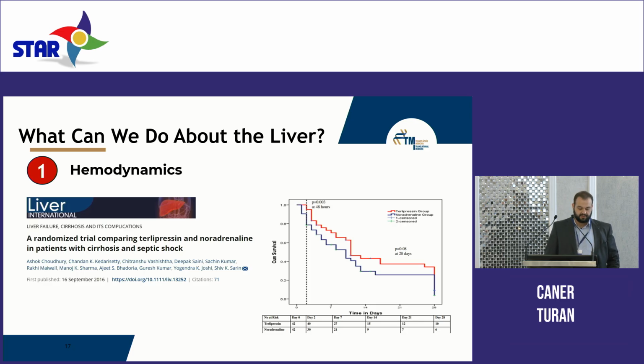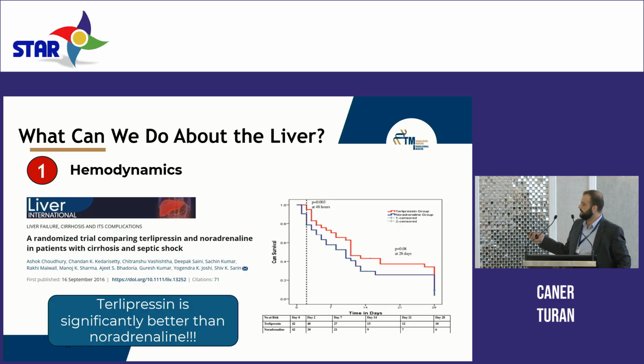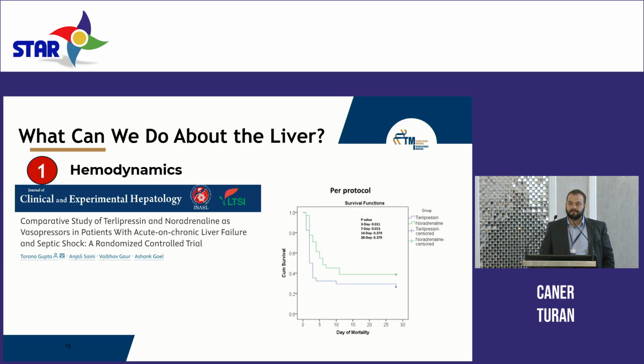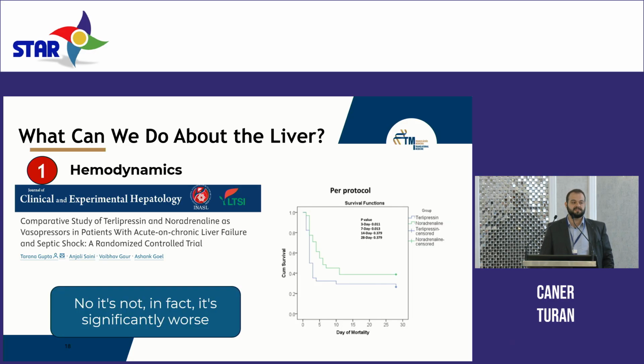In terms of hemodynamics, there is a landmark randomized controlled trial comparing terlipressin and noradrenaline in patients with cirrhosis and septic shock. You can see from the Kaplan-Meier curve on the right-hand side that terlipressin is significantly better than noradrenaline. Fantastic news, excellent. This was a 2016 paper. And then comes a 2025 paper, showing terlipressin and noradrenaline in acute on chronic liver failure. No, terlipressin is actually not better. In fact, it is significantly worse for these patients. The previous study had a mixed cohort, whereas this one has patients with more progressed liver failure.